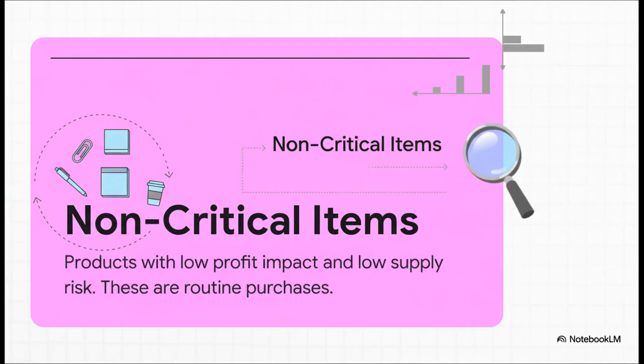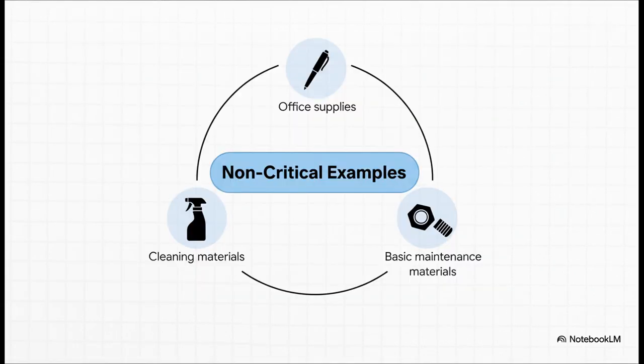All right, first up, we have our non-critical items. These guys live in the land of low profit impact and low supply risk. Just like the name says, they're not critical. You need them, for sure, but they're not going to make or break your company. So what are we talking about here? Think about all that everyday stuff. Office supplies like pens and paper, cleaning materials, basic maintenance stuff.